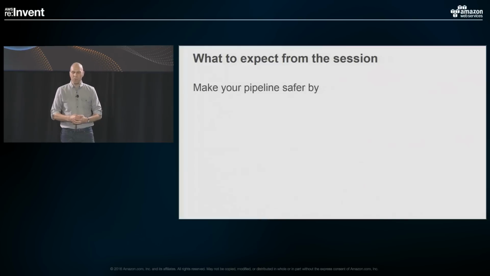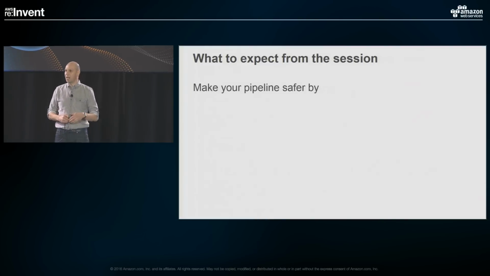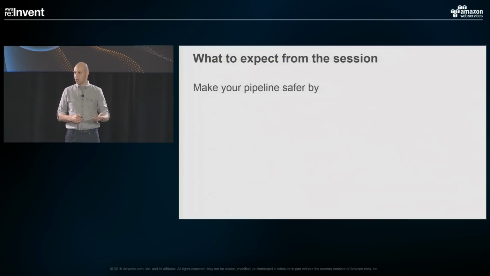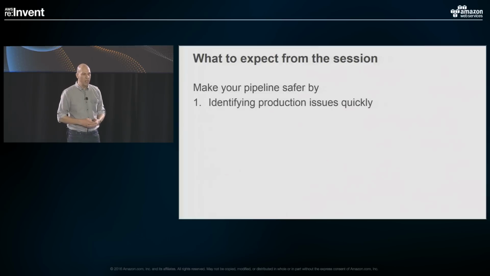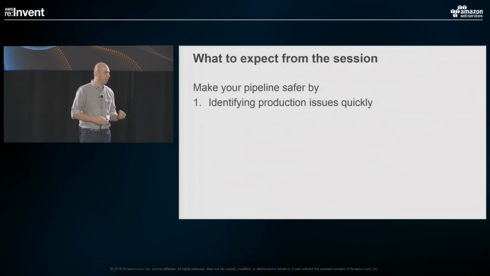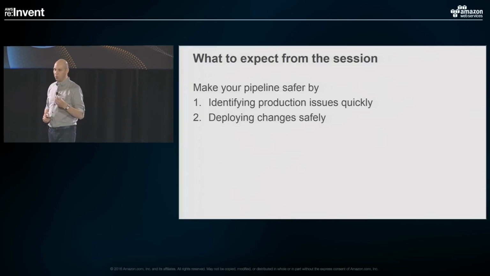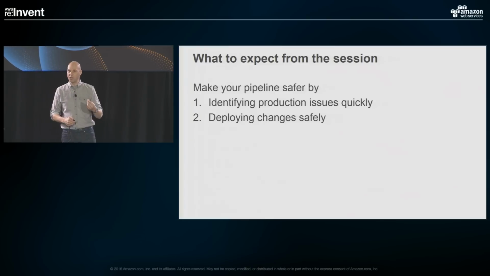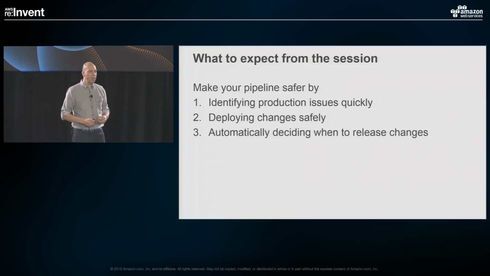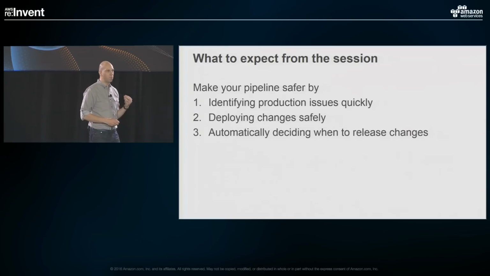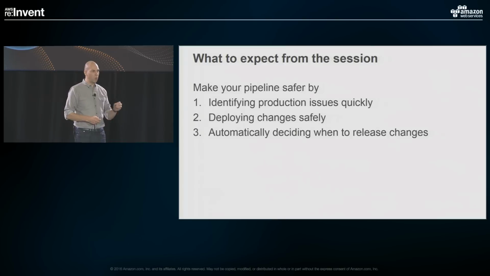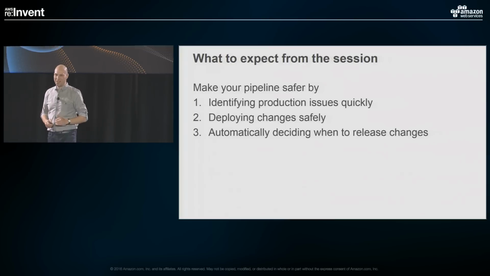So we're going to make our production pipeline safer by adding more monitoring to our production environment so that we can identify issues quickly. We're going to configure our deployment engine so that it adds more safety checks. And we're going to modify our pipeline so that we are proactively detecting changes in our environment.